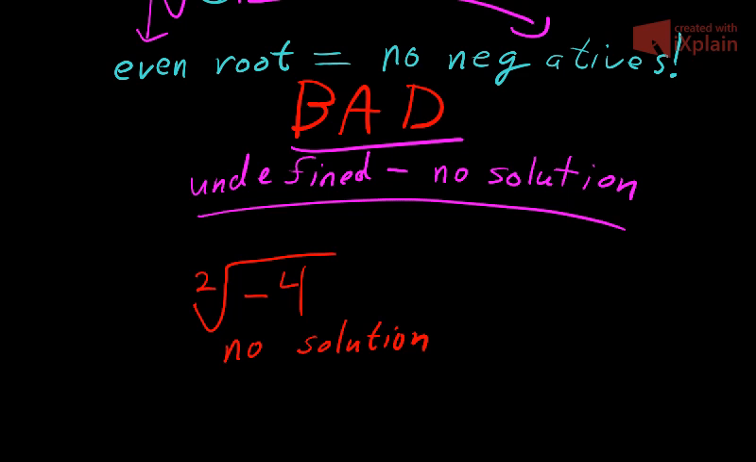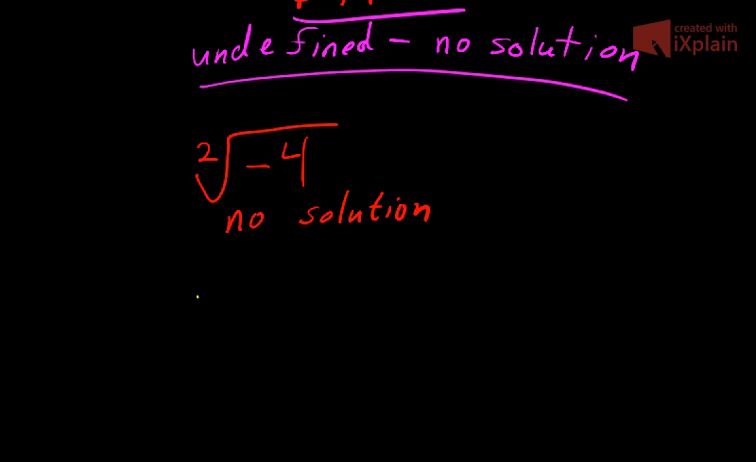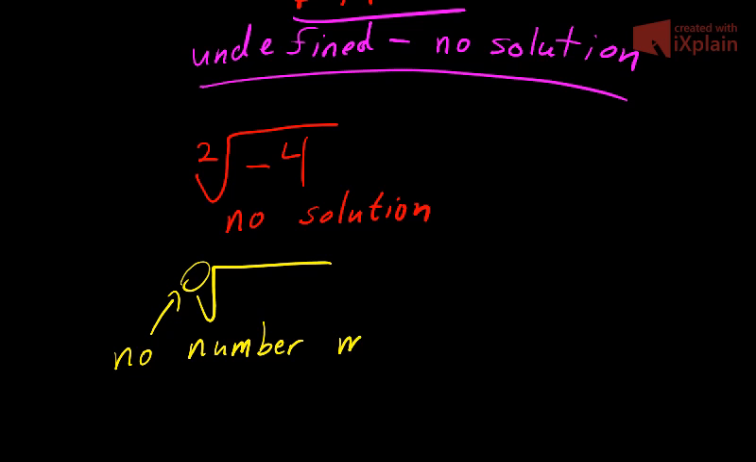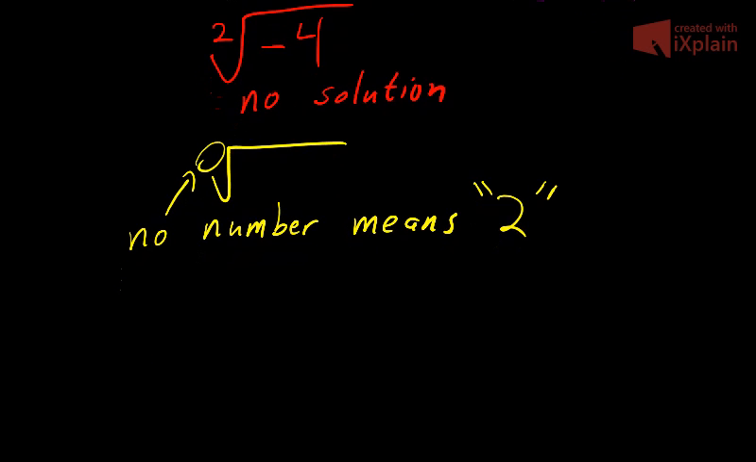I know that up until now, we've been working with things that just look kind of like this, with no number here. And no number means we assume 2. So no number means there's a 2 there. So if there's nothing there, just think square root. Nothing there means square root.